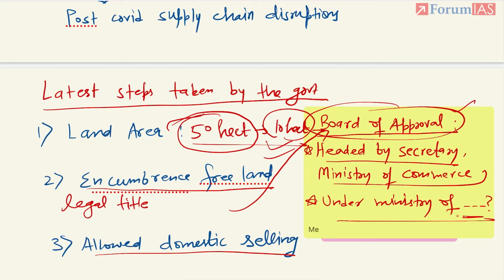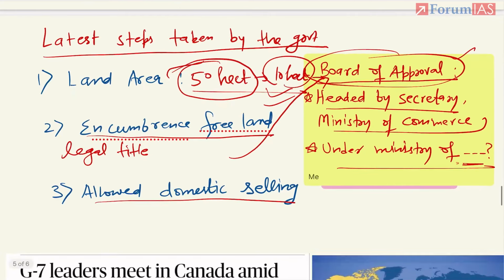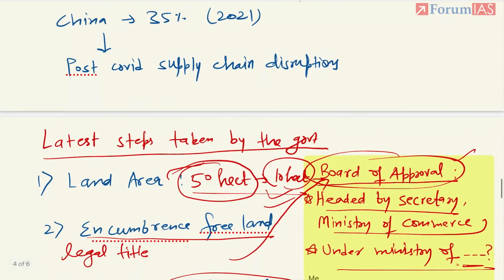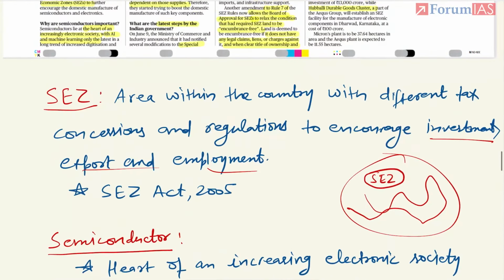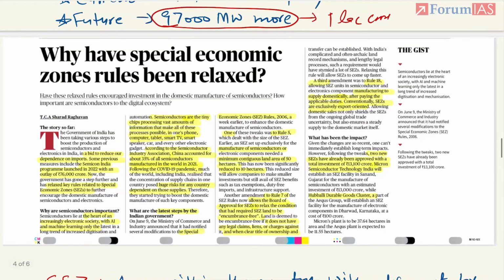Domestic selling is not allowed. But now the government has allowed the semiconductor industries which are going to be set up in SEZ to sell their product domestically also. What will happen is that it will open up more avenues to sell for the semiconductor industries. So these are the steps taken up by the government to increase the semiconductor production in India.